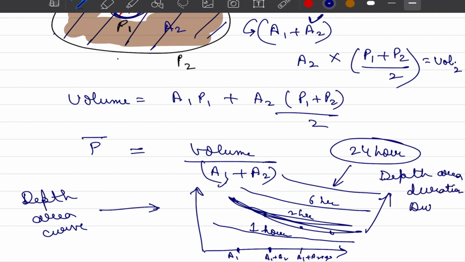And these depth area duration curves are used in hydraulic engineering to understand what would be the average amount of precipitation a particular area would receive because of storms of different depths, and it would help us in deciding the level for which we have to design in the case of flooding.